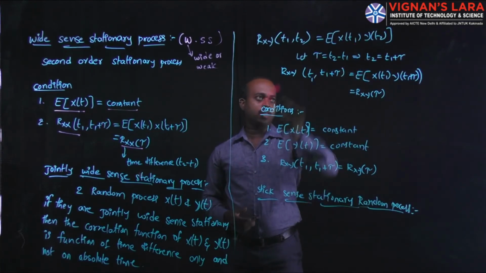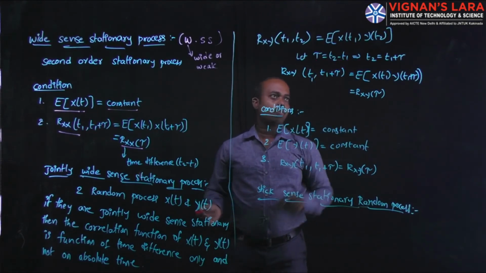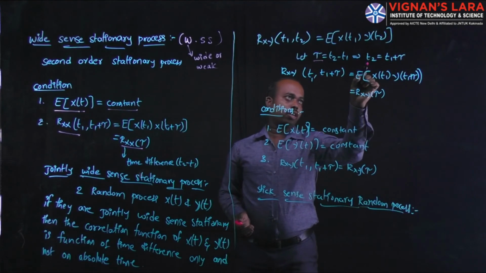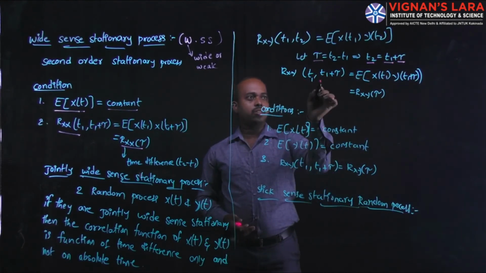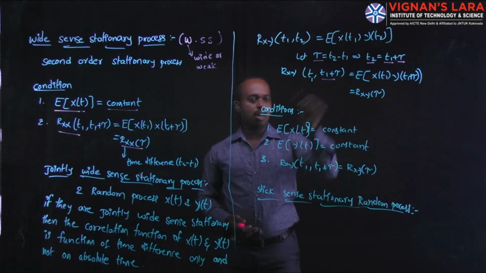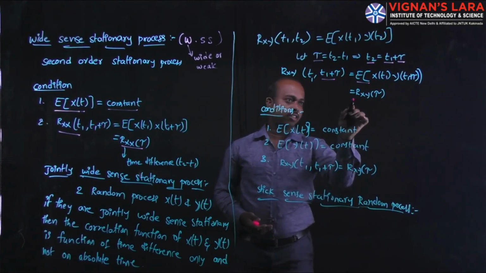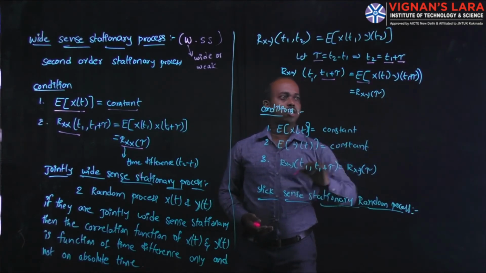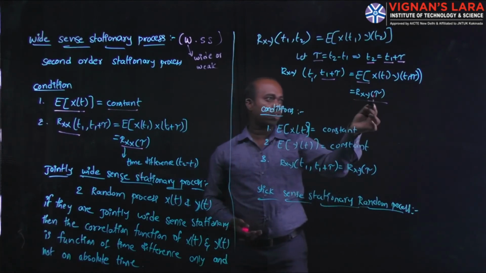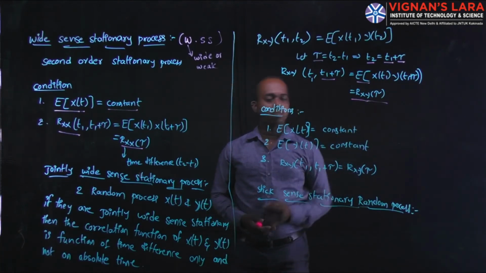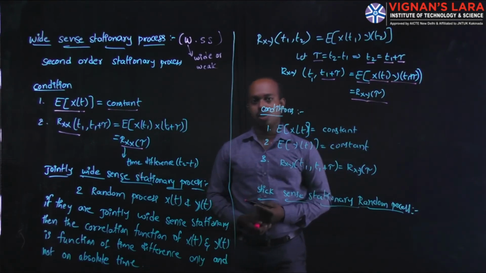Let the difference t2 minus t1 be tau. From this, t2 can be replaced in terms of t1 and tau. The function can then be written in terms of the expected value. Now you can write this representation as R_xy(tau). In any problem, you can write its function as x(t1) and y(t1 plus tau).